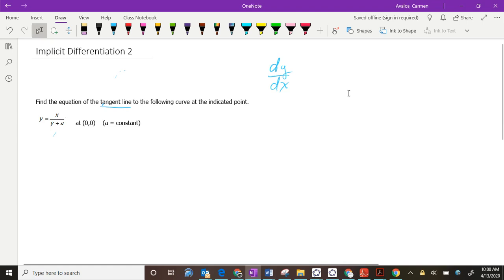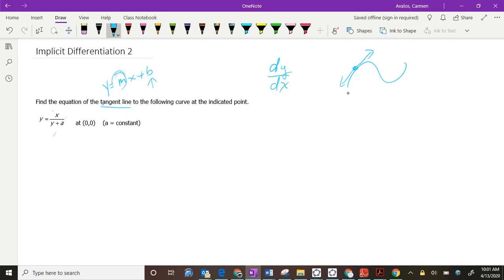But there's more information. We want a line, so we know that the form is going to be y equals mx plus b. The tangent line has the same slope as the curve at that point. We want the slope, and then we need the y-intercept. From the slope, we use our derivative, and then we find our y-intercept because we already know a point. So for the equation of any line, we need a point and a slope.